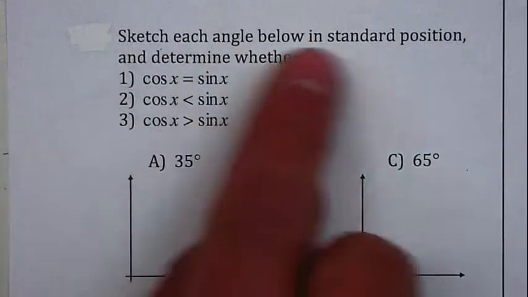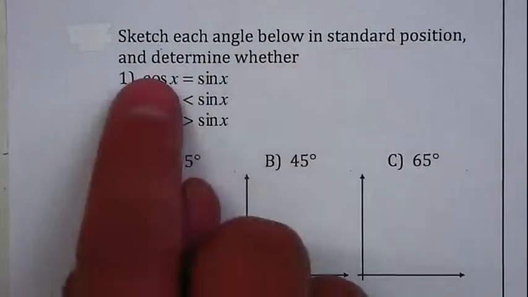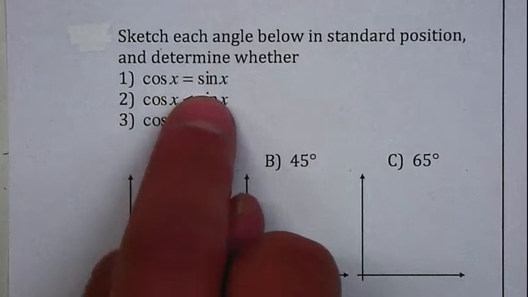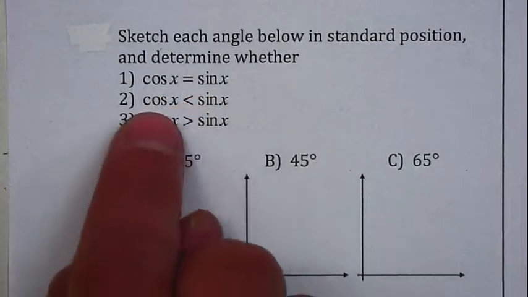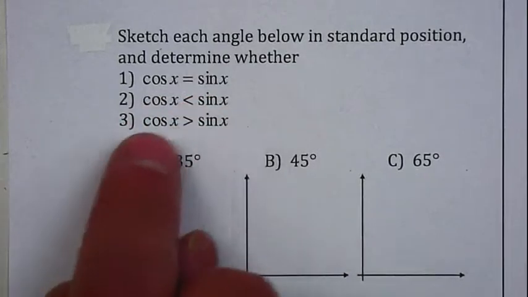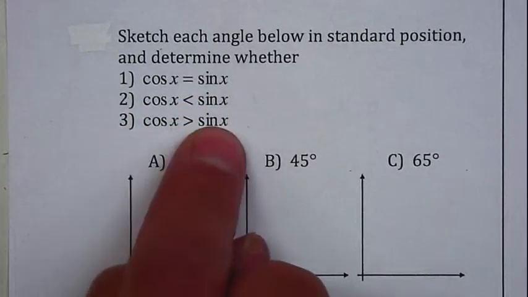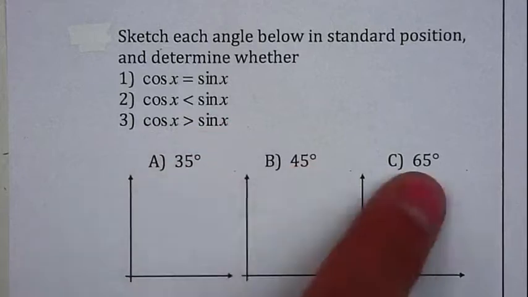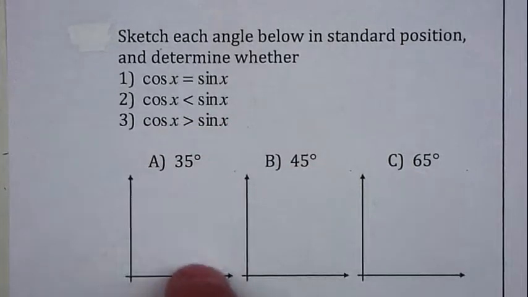Sketch each angle below in standard position and determine whether the cosine is equal to the sine, the cosine is less than the sine, or the cosine is greater than the sine. And those are the values of x. So let's start with letter A.